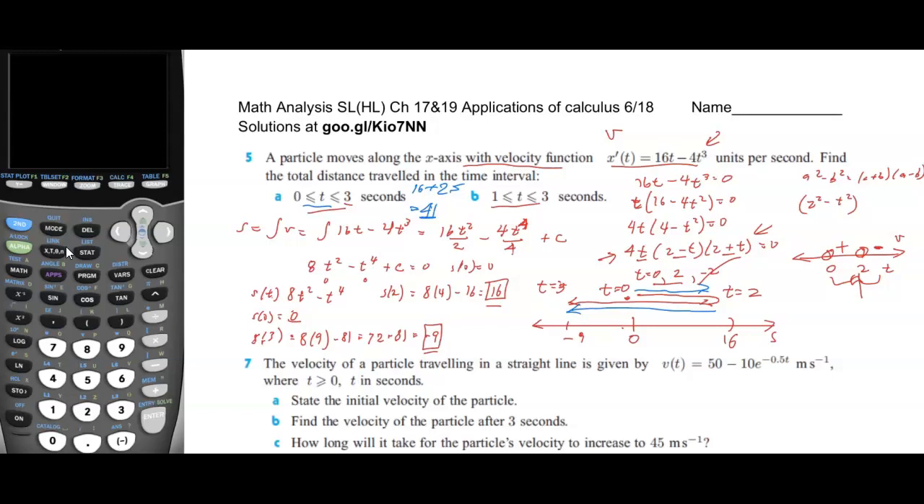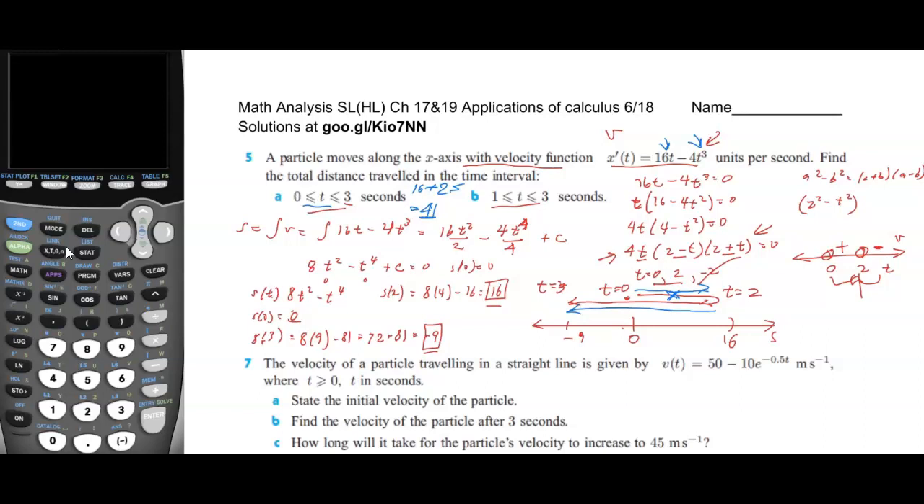What about the distance between 1 and 3? All we need to do differently is figure out where it is at S of 1. Because we know the whole path between t equals 0 and t equals 3. It looks like that. But if we start at t equals 1, it's going to be somewhere here. And we just need to figure out how much less that is, right? So what's S of 1?